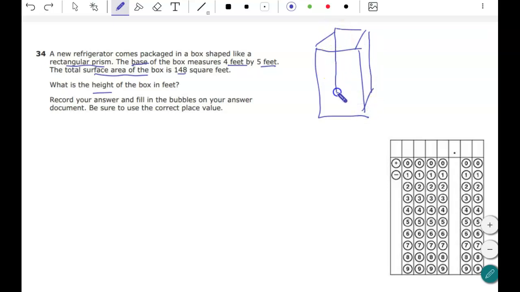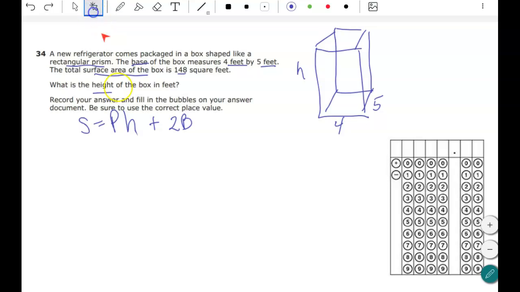All right, so good enough there, right? So we are looking for the height. We don't know what that is. We know this is 5 and this is 4. Now we have our formula. Surface area is the perimeter times the height plus twice the base. It's on your formula chart.